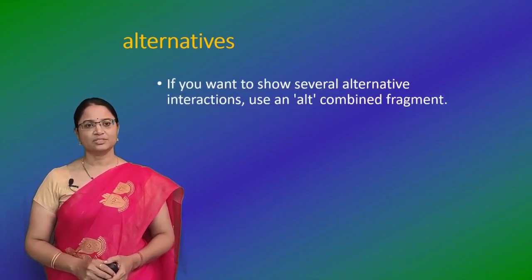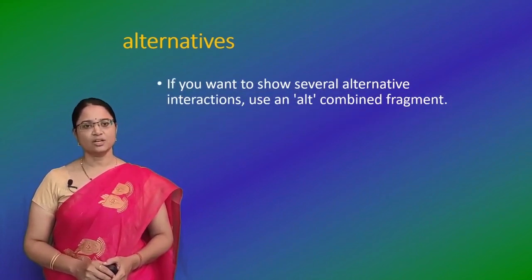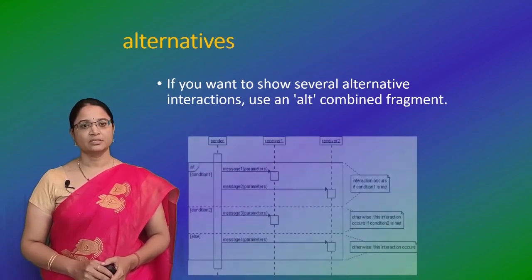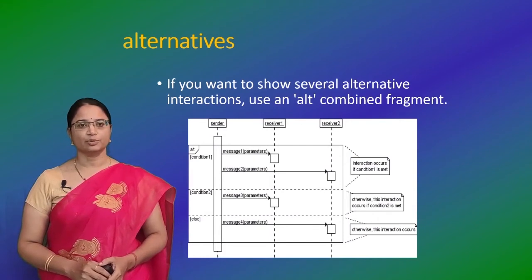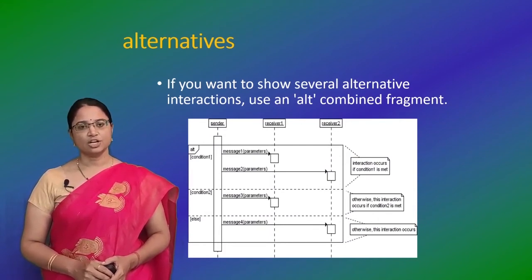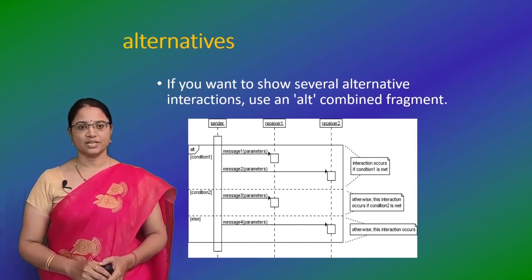If you want to show several alternative interactions, use an ALT combined fragment. The combined fragment contains an operand for each alternative. Each alternative has a guard and contains the interaction that occurs when the condition for the guard is met.